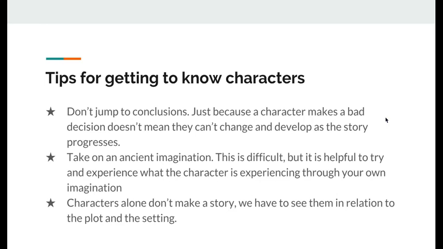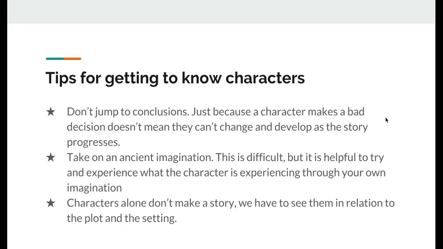Take on an ancient imagination. This is difficult, but it's helpful to try and experience what the character is experiencing through your own imagination. A test of good literature is whether that literature can grasp your imagination enough to take you on a journey, to really experience what the character is experiencing.